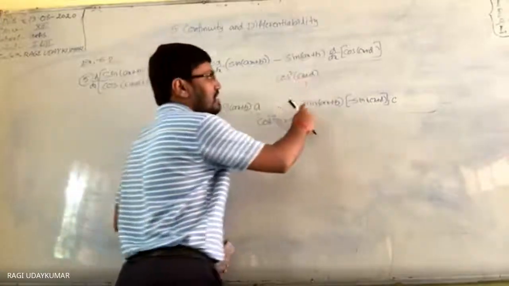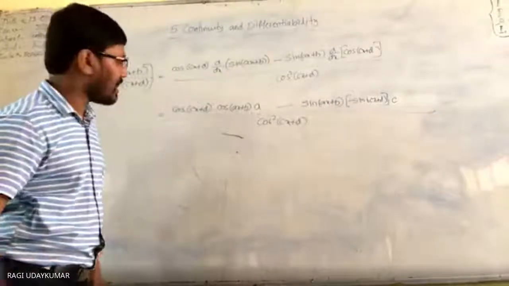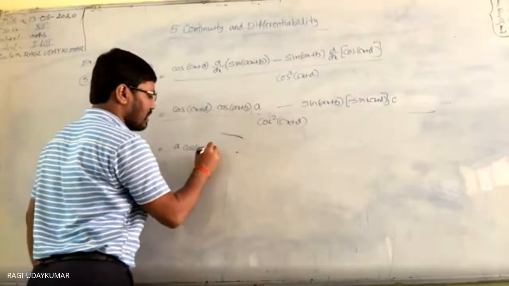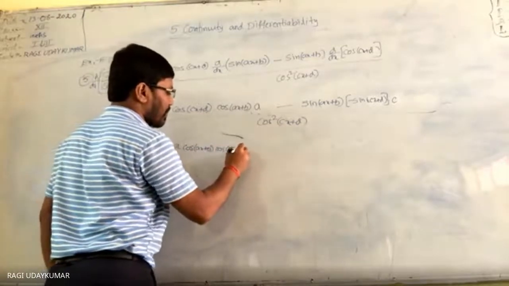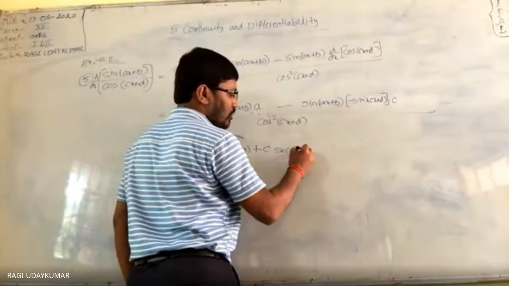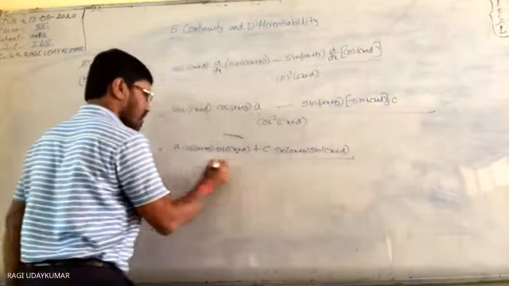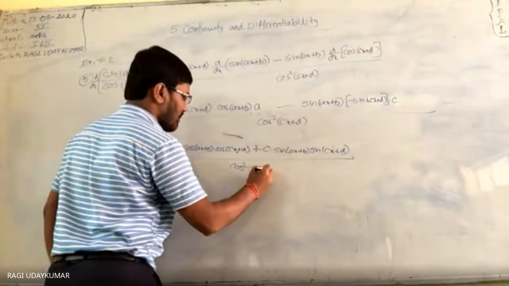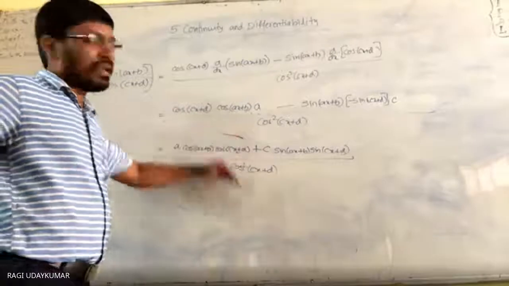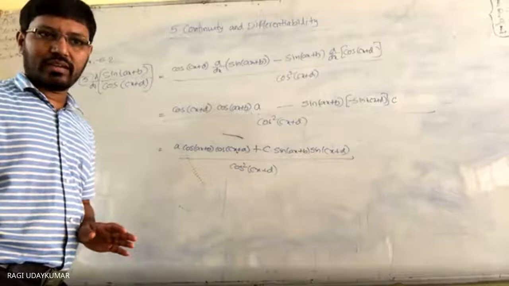minus c into sin ax plus b, minus into minus here, plus. If you want, you can write the final answer by taking a out as common: a into cos ax plus b into cos cx plus d, minus into minus becomes plus, c into sin ax plus b into sin cx plus d, divided by cos square cx plus d. You can take the constant separately if you want, otherwise you can keep it as it is. Okay, understood?